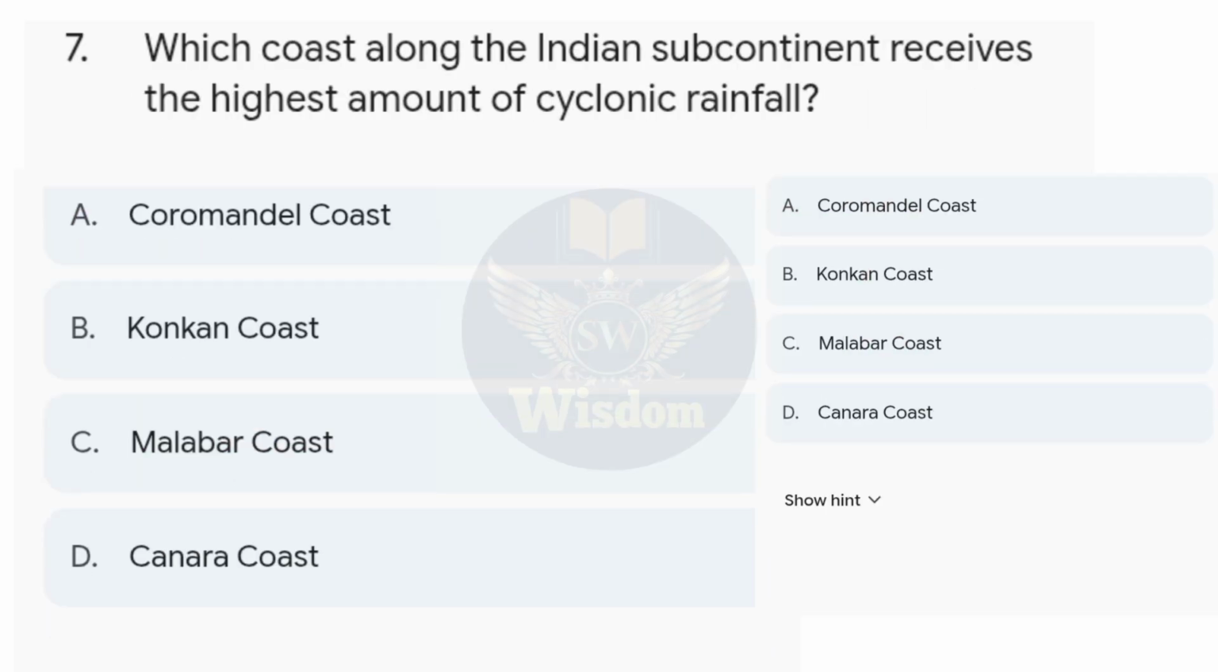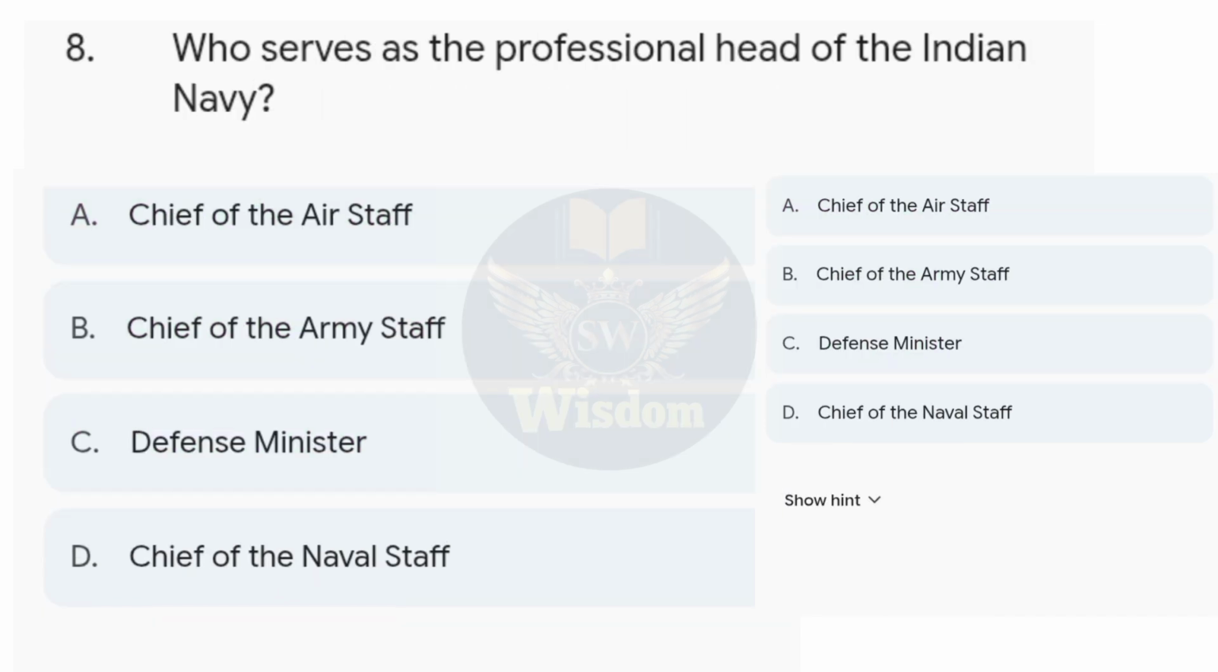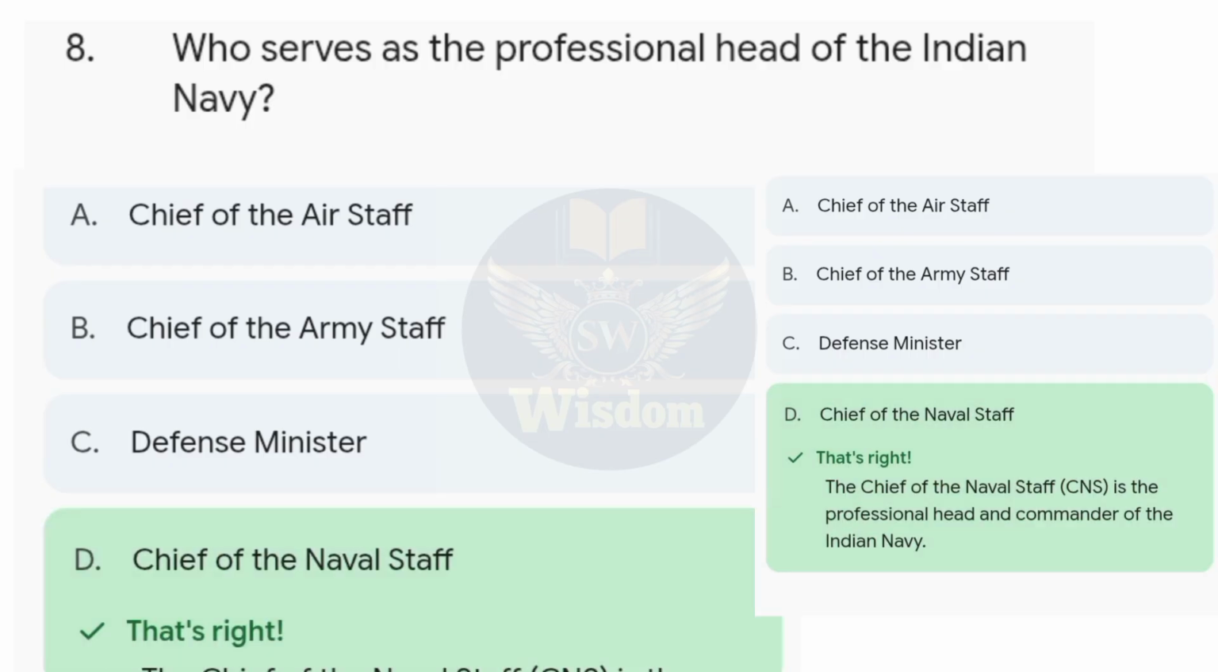Next question. Which coast along the Indian subcontinent receives the highest amount of cyclonic rainfall? The correct answer is option A, Coromandel Coast. Next question. Who serves as the professional head of the Indian Navy? The correct answer is option D, Chief of the Naval Staff.